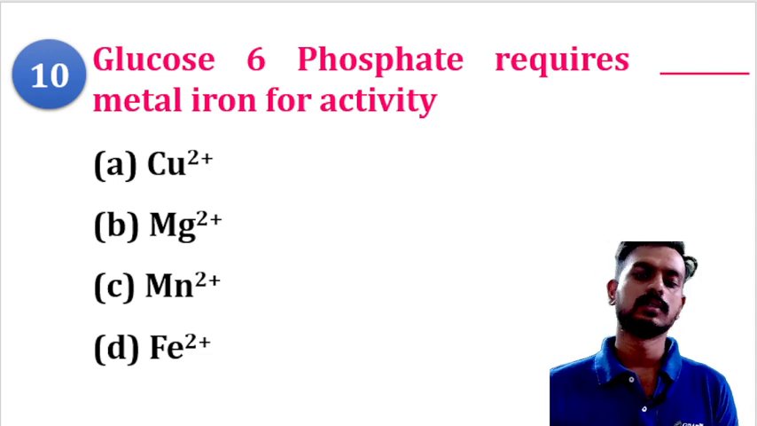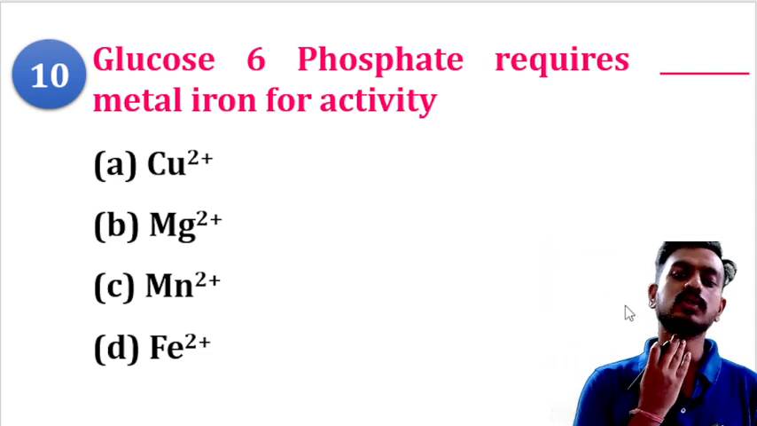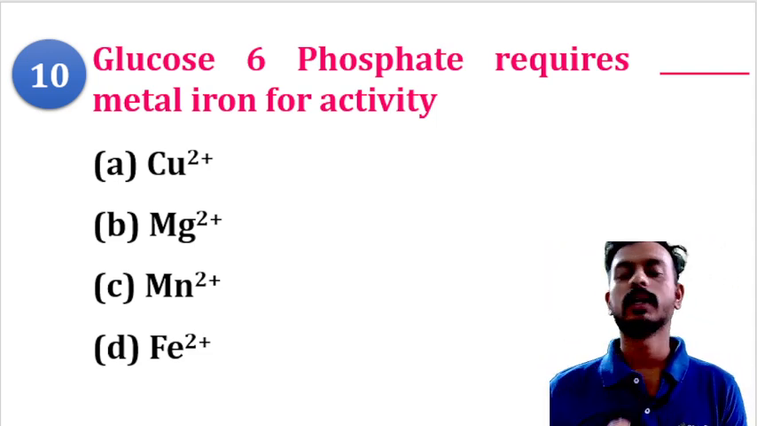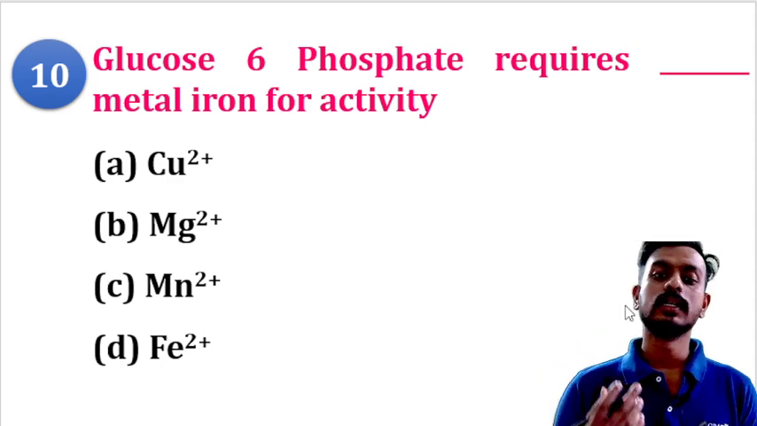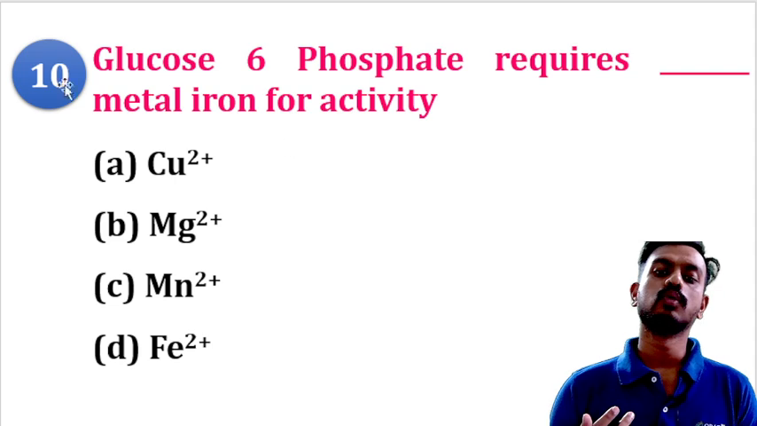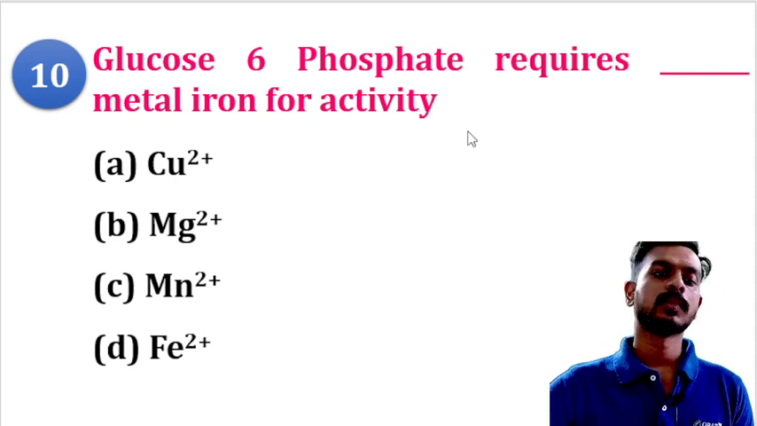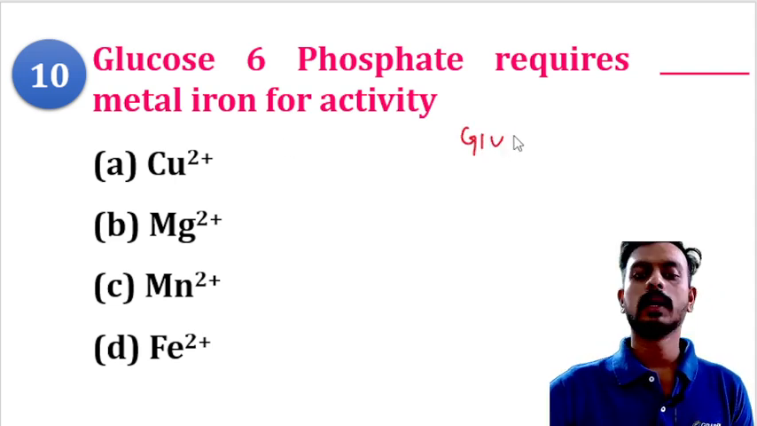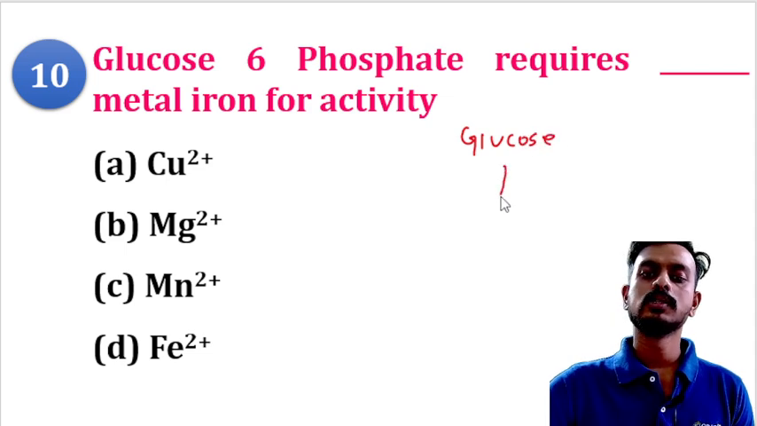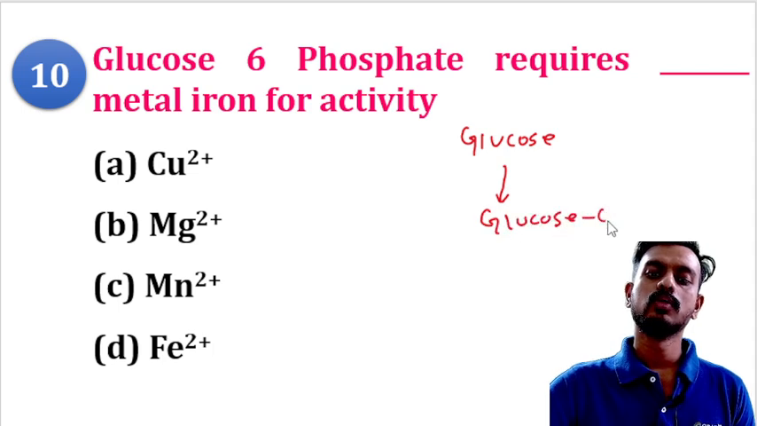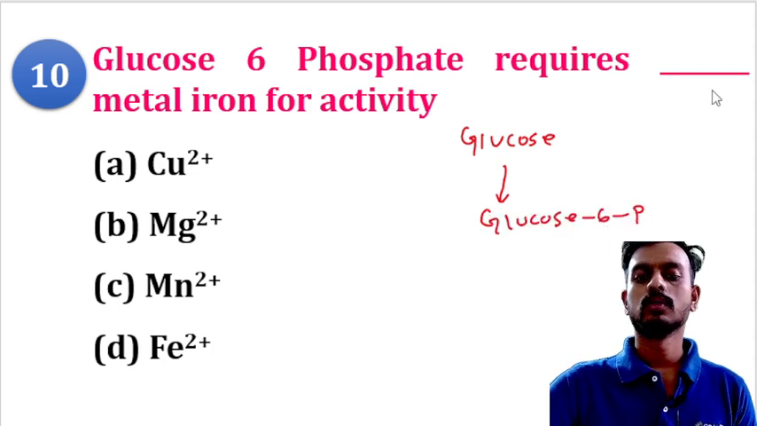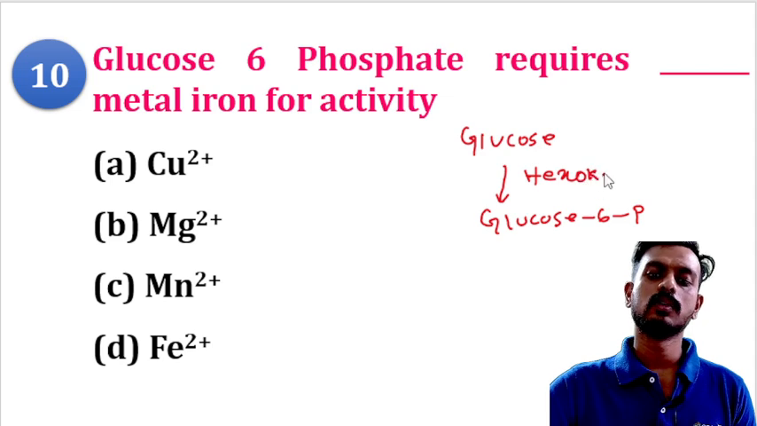So moving to the next question: glucose 6-phosphate requires which metal for activity? Which metal is required for the formation of glucose 6-phosphate? This is the first step of glycolysis. Your glucose is converted into glucose 6-phosphate in the presence of the enzyme hexokinase.